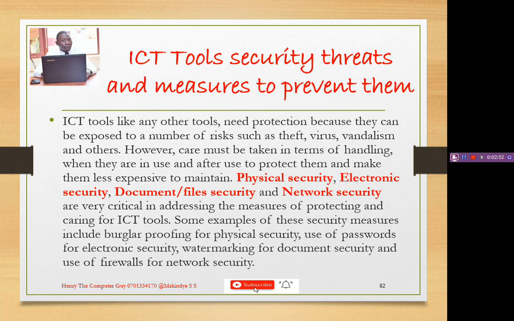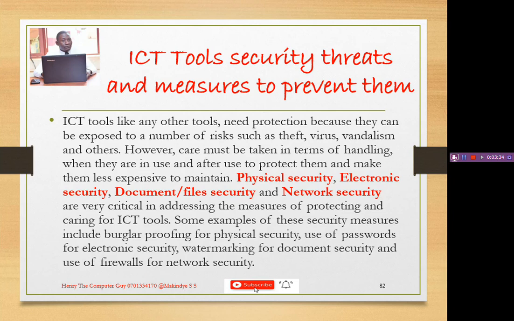And they're telling us that these are very crucial in addressing the measures of protecting and caring for ICT tools. That means that whenever you're caring for an ICT tool, you're protecting it. Look at the physical security, look at the electronic security, for example, using cameras to watch over the area or the item that you're guarding. Look at the document security. How secure are your documents? Then look at the network security. You're using the internet, but are you actually secure? So these will help us to address those issues.